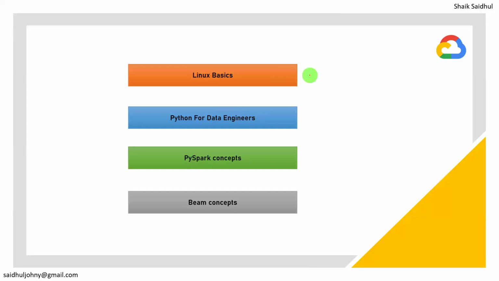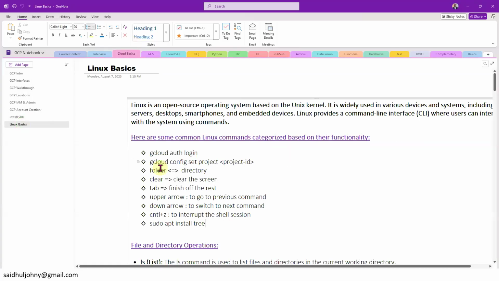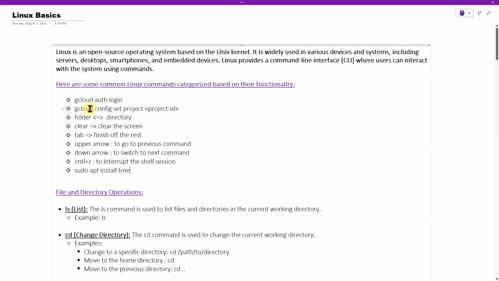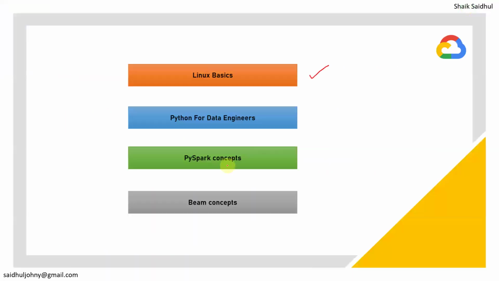So this is where I told you, right? Linux. Okay, I did not show you the Linux, right? Linux is also here. Cloud basics, if you go, the Linux is here. So we are learning about the Linux also, and the commands about the Linux also here. Right. So this is what it is.